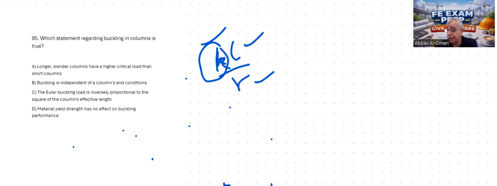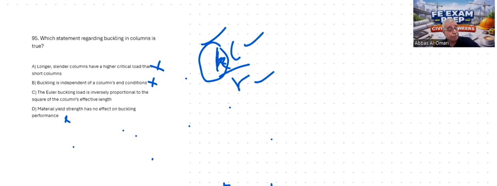Now, material yield strength has no effect on buckling performance. The yield strength does not affect the buckling performance, so this is also not correct. So you can eliminate D, you can eliminate B, and you can eliminate A. So actually the correct answer is C.